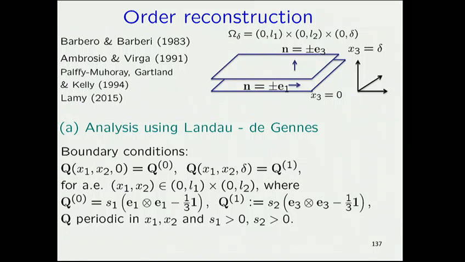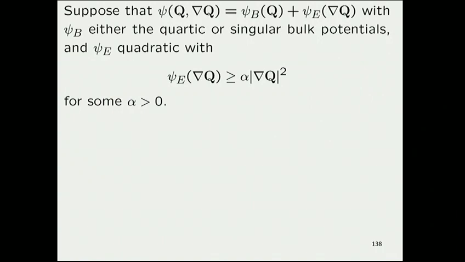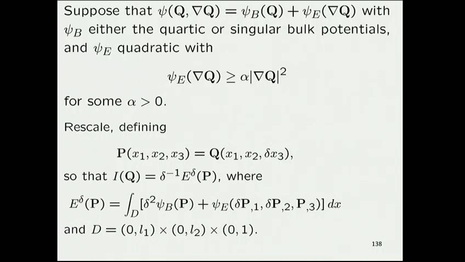Okay. So, we'll take a slightly simplified situation, we'll take a bulk potential, either the quartic or the singular bulk potential, and we'll take a slightly simplified elastic energy, which just depends on the gradient of Q, so not the term with L4, and quadratic, and bounded below by a positive constant times the gradient of Q squared. And of course, the natural thing to do is to rescale. So instead of working on a slab of thickness delta, you work on a slab of thickness one. So D is going to be the region now where the rescaled thing lives. And so we let P be Q at x1, x2, delta x3. And then it turns out that the I of Q is 1 over delta times this guy.